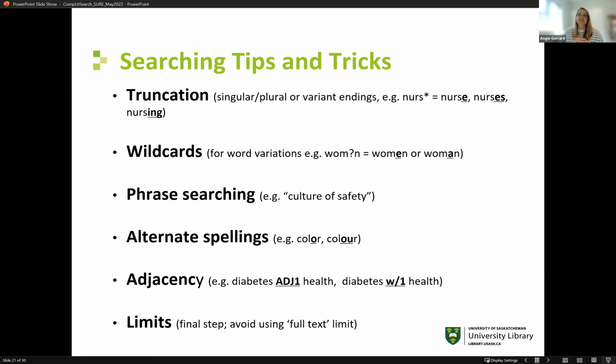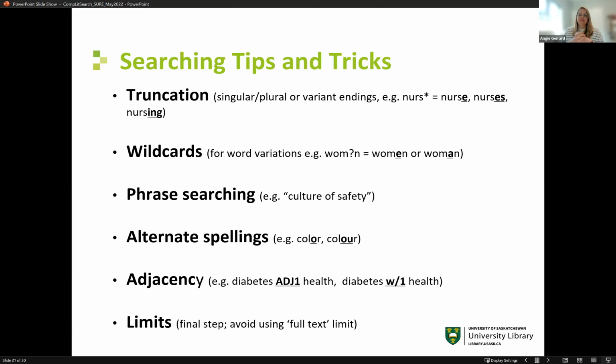Another one that's helpful is adjacency searching. This is helpful especially if you're doing your searching and looking at your results and thinking, ugh, these words aren't necessarily a phrase, but they have to be close to each other.